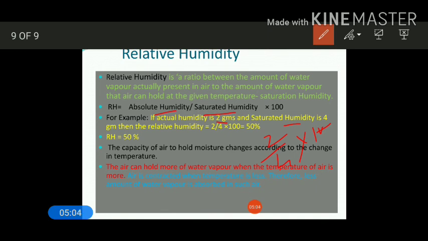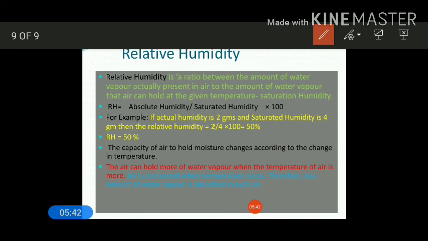Now depending on the relative humidity there will be a chance of precipitation. If the relative humidity increases more than 50%, there will be a chance of rainfall. If the relative humidity decreases, then there will be less chance of rainfall. So very obviously, in dry areas or desert areas the relative humidity will be less, and in the tropic region the relative humidity will be more. The capacity of air to hold moisture changes according to the change in the temperature. So this is very true.